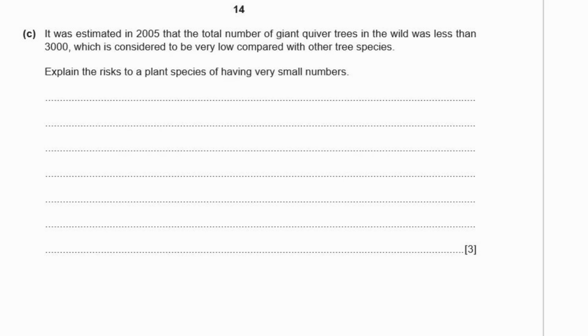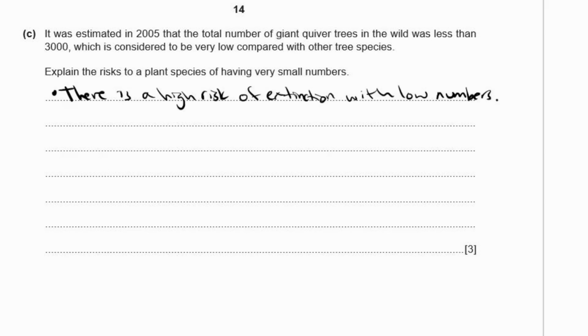It was estimated in 2005 that the total number of giant quiver trees in the wild was less than 3,000. Sounds like a lot, but it's not, which is considered to be very low compared with other tree species. Explain the risks to a plant species of having very small numbers. Okay, so a plant species that has small numbers, there's a high risk that they could go extinct.